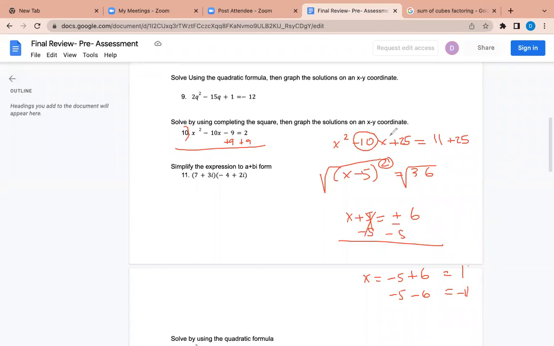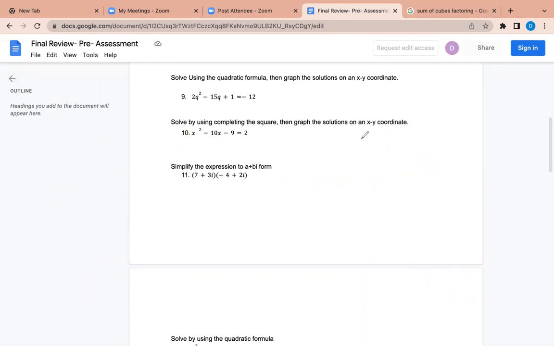So remember, I didn't do this last problem, but remember these are graph the solution on the xy. All you're doing is just graphing it on the x-axis. So it would be 1 and -11. 1, 2, 3, 4, 5, 6, 7, 8, 9, 10, 11. Let's pretend that 11 is here. And these are your x-intercepts. Okay.